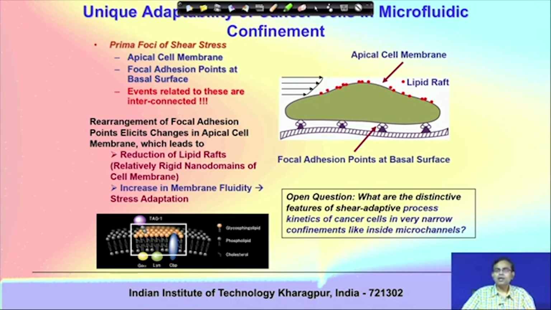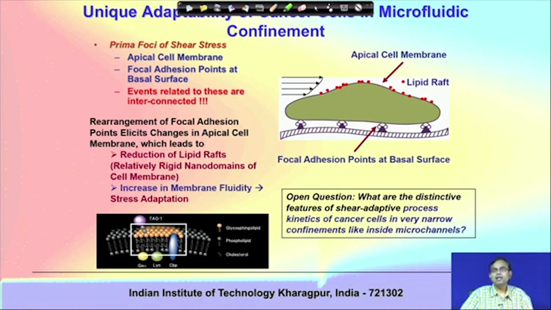Where is the microfluidic confinement in the human body? In the human body, in the hierarchy of blood vessels, you start with large arteries, large veins, small arteries, small veins, arterioles, venules, and then microcapillaries. These microcapillaries are like microchannels. Perhaps these microchannels are very uniquely made by nature.